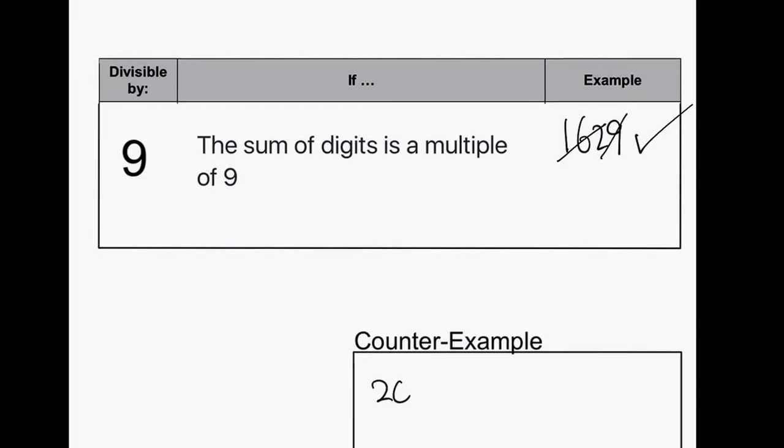A counter example. Let's say I have 2013. This number will not be able to be divided by 9 because 2 plus 1 plus 3 cannot. So it's not a multiple of 9. Therefore 2013 is not divisible by 9.